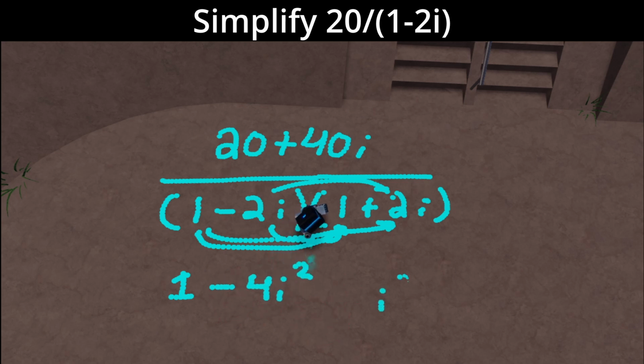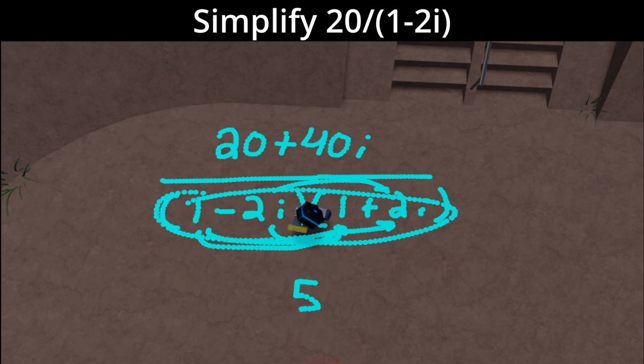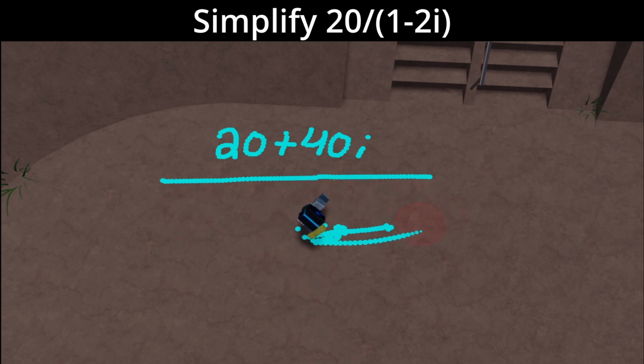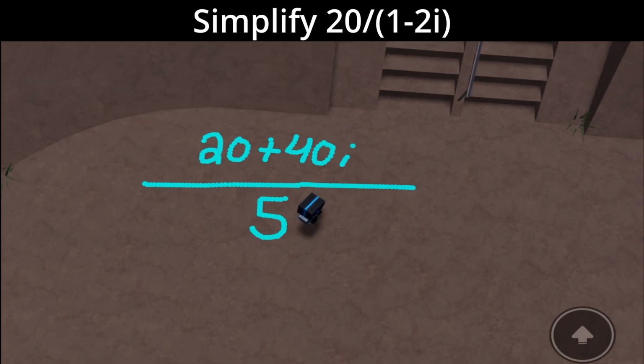Well, i squared is just negative 1. So this is just equal to minus 4 times minus 1. And minus 4 times minus 1 is just plus 4. So we have 1 plus 4, and notice that's just 5. In other words, this whole denominator here just simplifies as 5. Now, do you see how by using the complex conjugate, we were able to eliminate the complex number at the bottom and just be left with a real number?